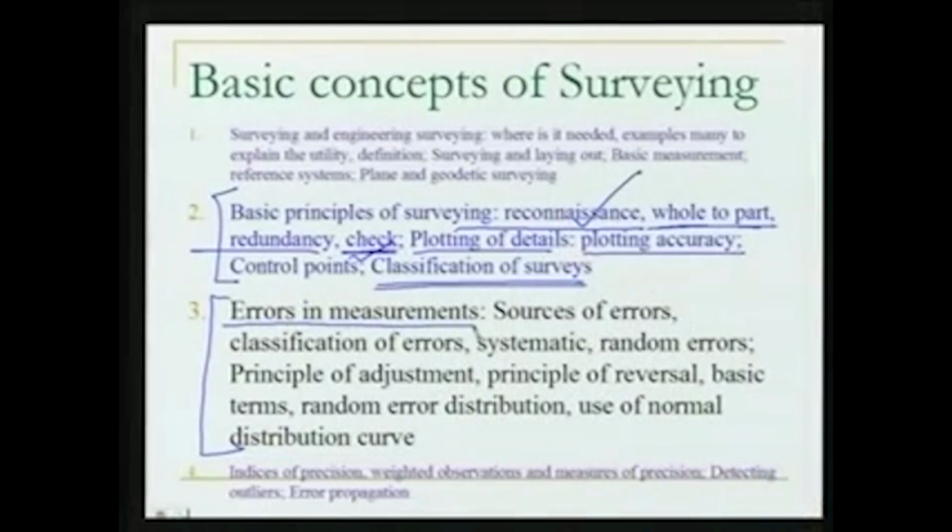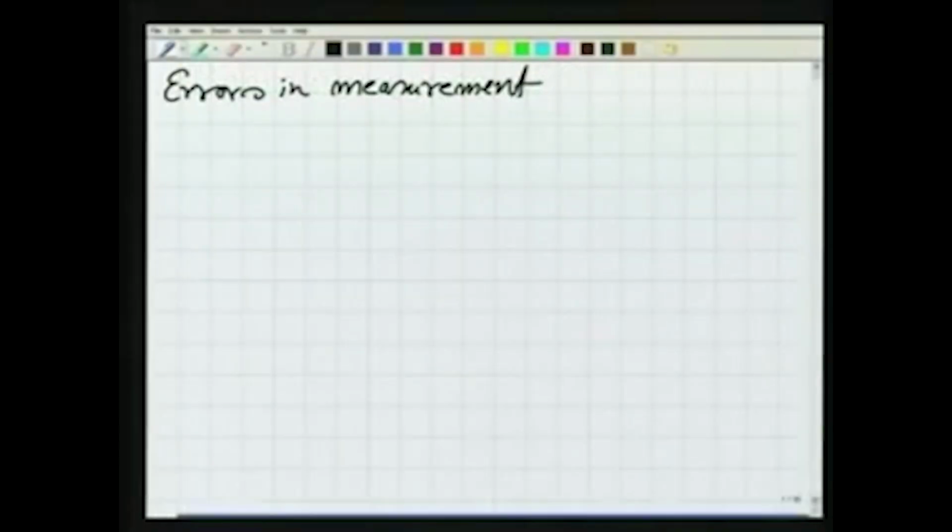Today, in this video lecture, we will be talking about errors in measurement, and we will be looking into sources of error, classification of errors, systematic, random error, principle of adjustment, principle of reversal maybe, then basic terms, random error distribution, use of normal distribution curve and all that. Okay, so we are going to talk about errors in measurement.